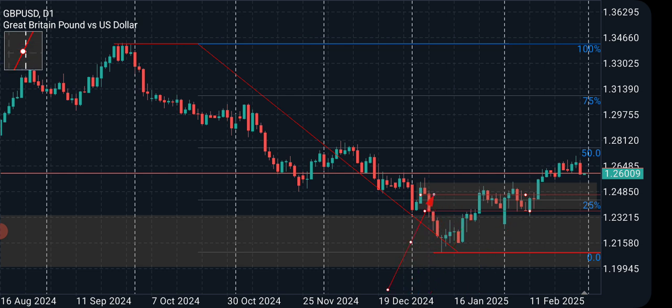And then just here as well, we have this fair value gap on the daily, right? Then in confluence with that, we have this inverted fair value gap. We have the breaker block here. Now we have the bullish fair value gap.